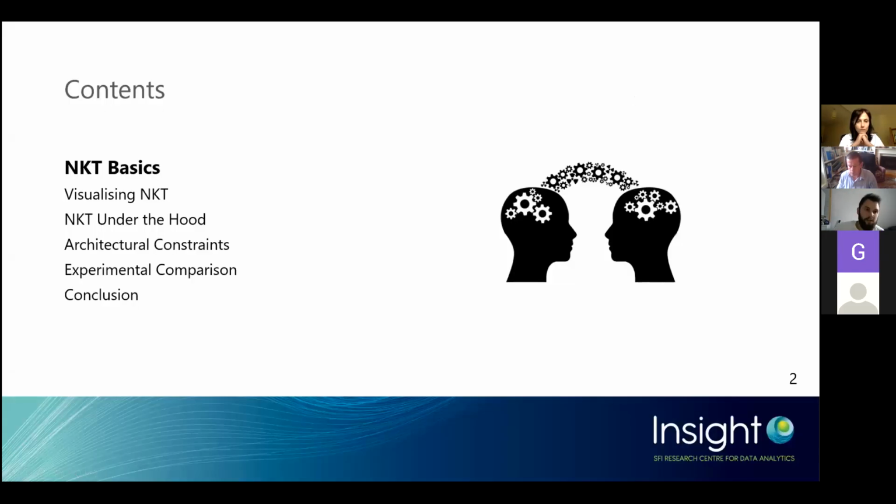So this is the contents of the talk. First of all, I'm going to go through a few basics of neural knowledge transfer. Then I'm going to go through a few visualizations that show what's happening. Then I'll go into a little more detail under the hood. Then I'll talk about the architectural constraints. Then I'll finish with an experimental comparison, showing some comparison of current methods, and then a conclusion.